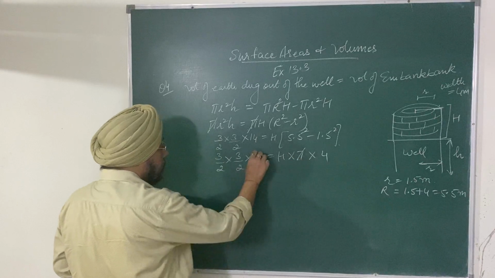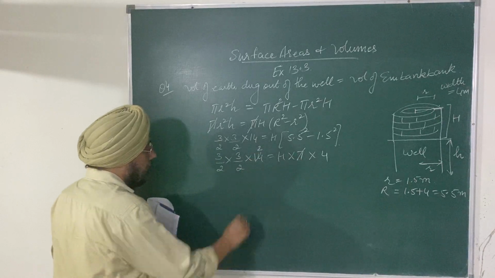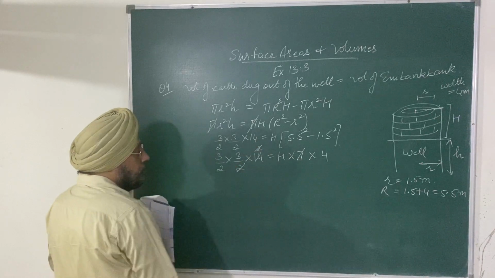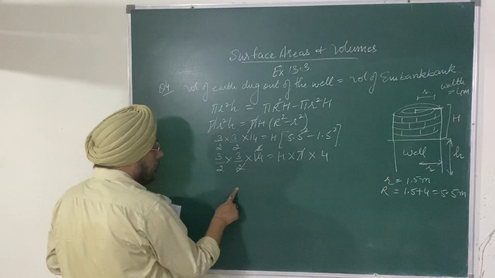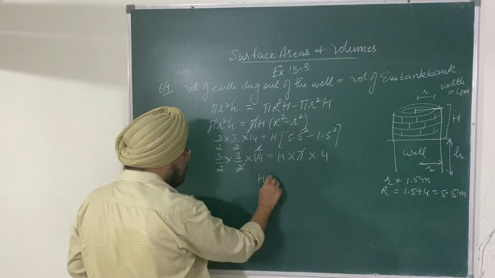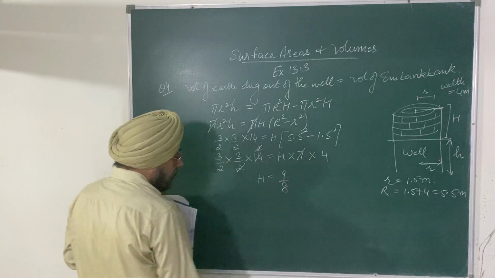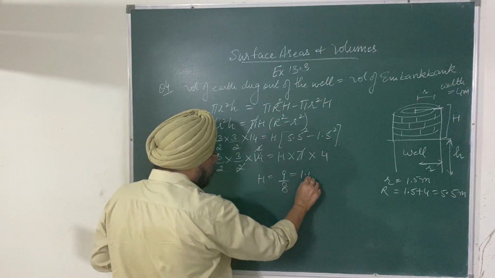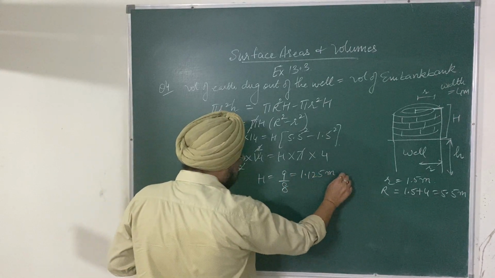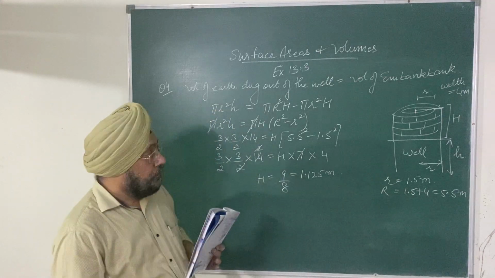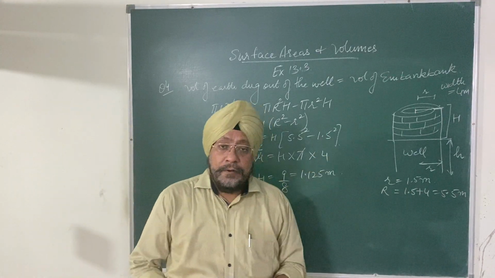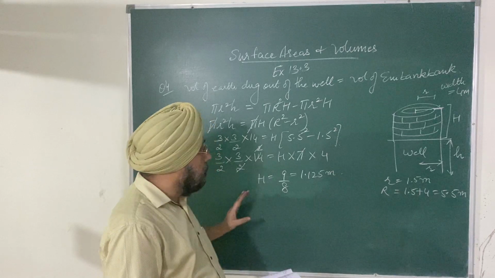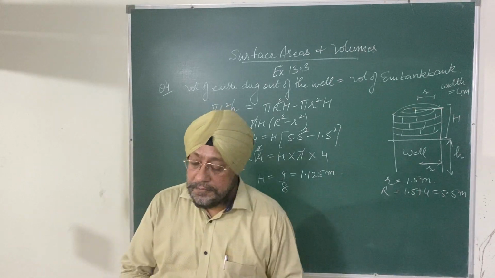7 is cancelled with 14. This 2 can be cancelled with this 2. Bring this 4 to the denominator. We get capital H is equal to 9 by 8, which is equal to 1.125 meter. That is the height of the embankment. So this is sum number 4. So let's come to sum number 5.